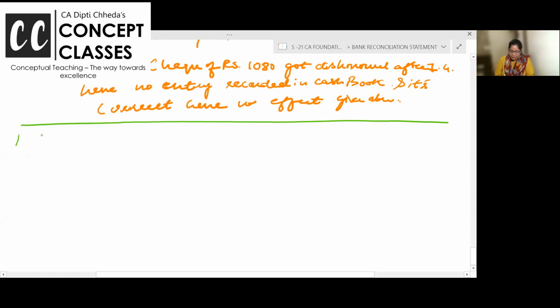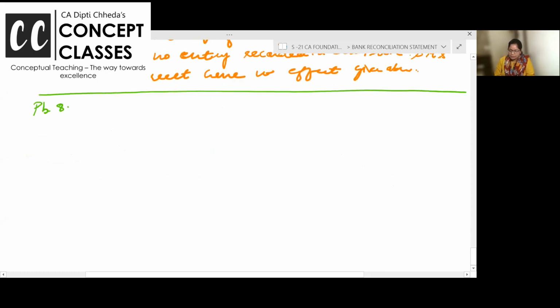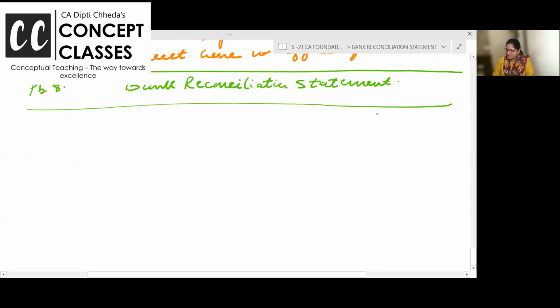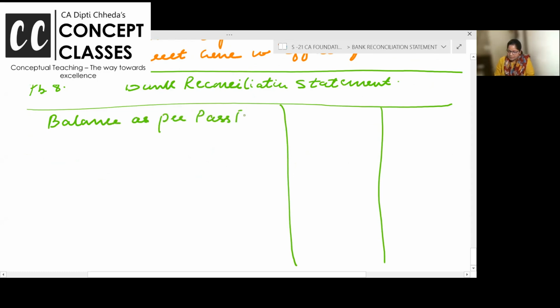Okay, problem number 8. Problem number 8. This time we are making bank reconciliation statement. Bank reconciliation statement. शुरू करें. Balance as per passbook. Balance as per passbook.